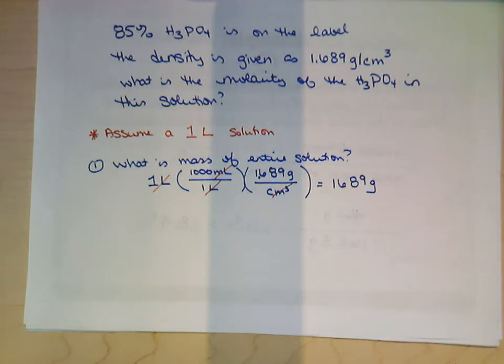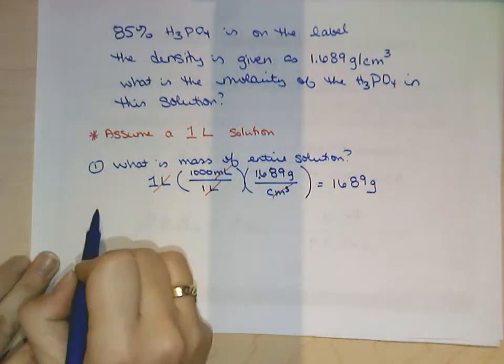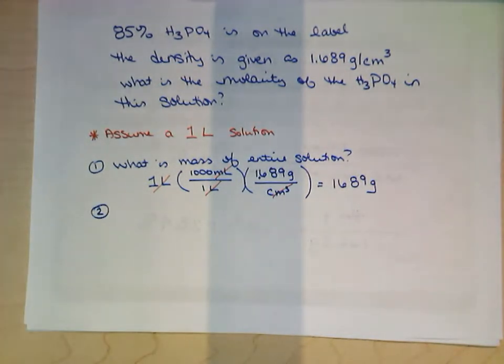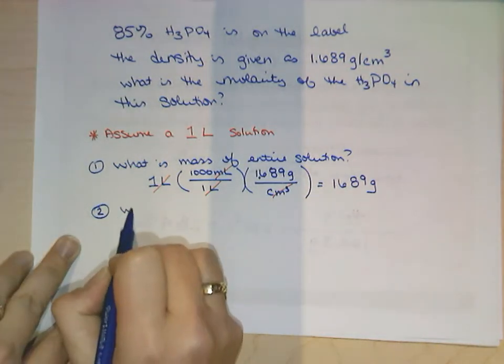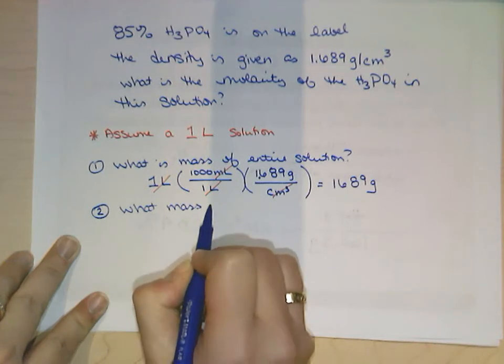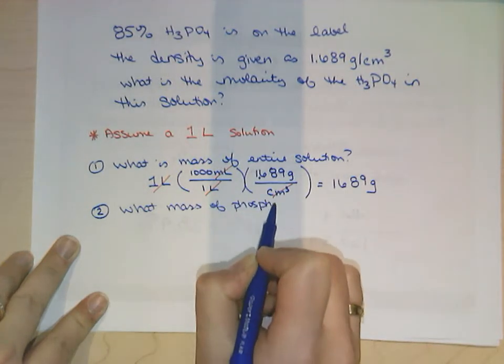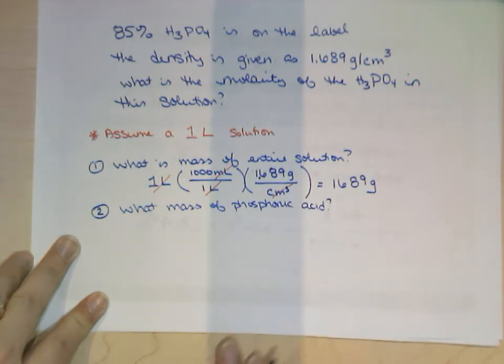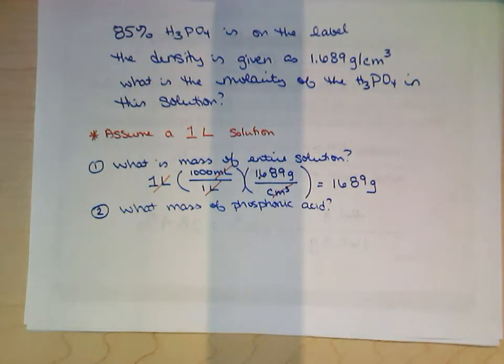All right. Now I know that 85% of that mass is phosphoric acid. So I want to figure out, if I know it's 85%, how do I use the whole mass and the 85%?